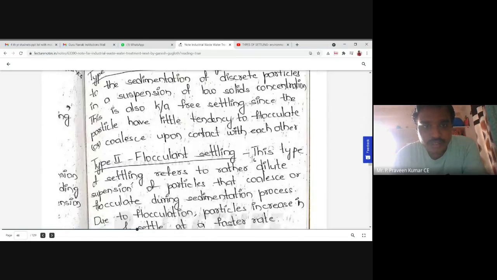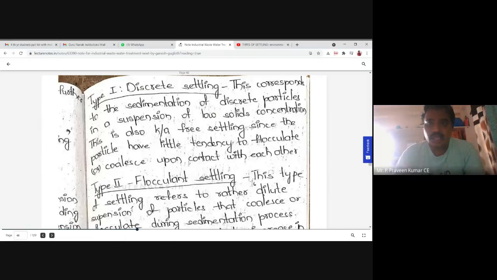Coming to the topic, that is discrete settling. The first type is settled in the preliminary process, where particles settle at the bottom of different kinds of tanks. That is named discrete settling, or discrete settling particles. See here what is meant by discrete settling.